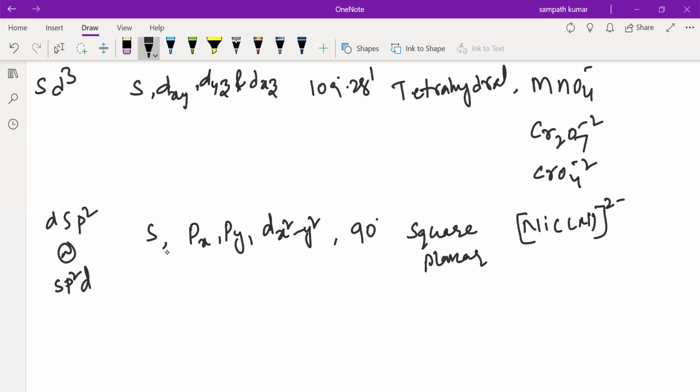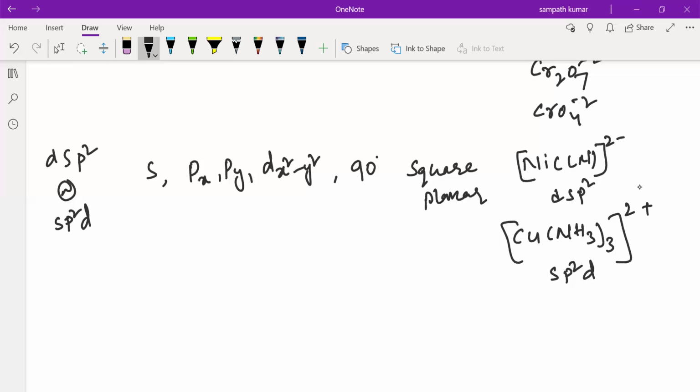This is inner orbital electronic configuration. For outer orbital, we call it tetraamminecopper plus 2 complex. This is also dsp2 hybridization. The hybridization, the participating orbitals and the geometry are the same.